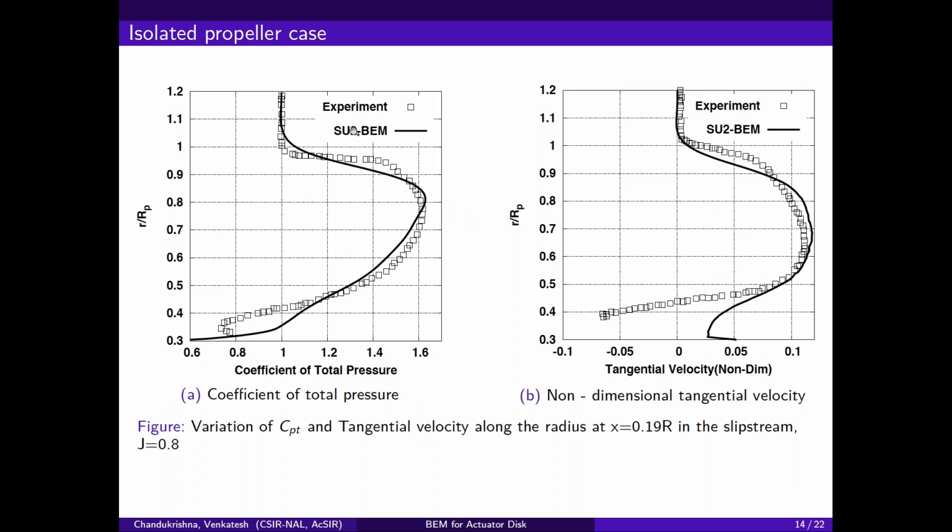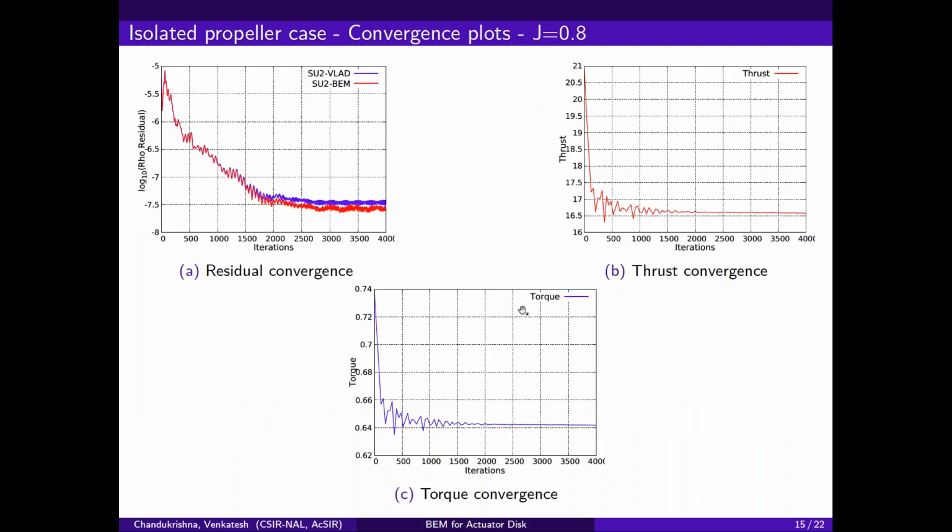The next case which is compared is for the same isolated propeller case. We compared the radial variation of coefficient of total pressure and non-dimensional tangential velocity along the radius. We can see a good match between the experimental and computational results along the radius, except very near to the nozzle.